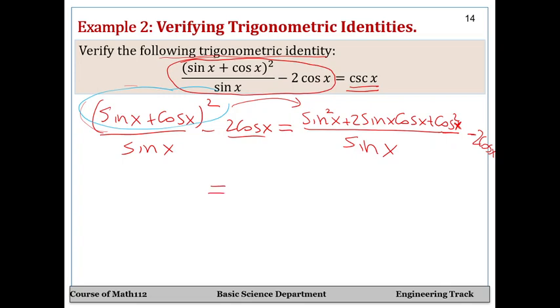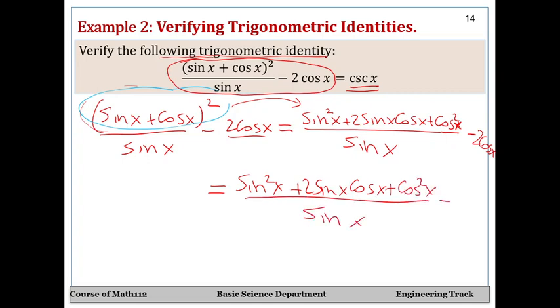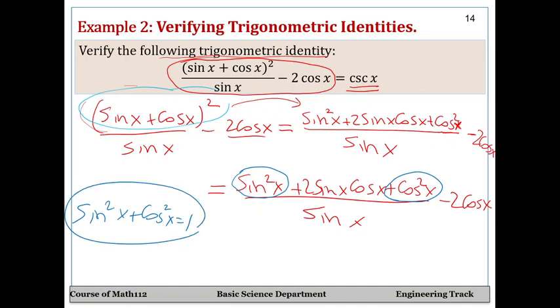Now, what happens is we have sine squared x plus 2 sine x cosine x plus cosine squared x, over sine x, minus 2 cosine x. Now, can I use an identity here? Let's check. Sine squared x plus cosine squared x. What is this equal to? This is equal to 1.